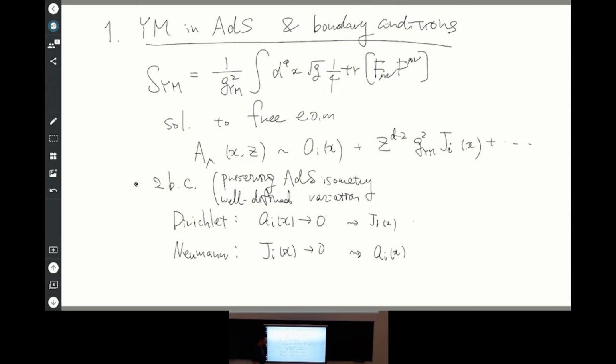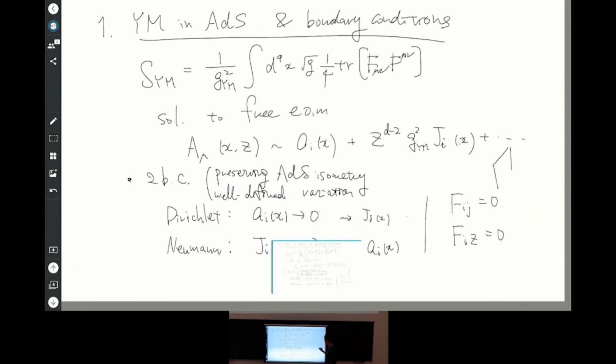A little bit more: as Sylvie pointed out, this is in the gauge where A sub z is 0, but a slightly different way of phrasing it is that the Dirichlet boundary condition corresponds to setting F_ij equals 0, where F is the field strength, whereas the Neumann boundary condition corresponds to setting F_iz equals 0. Here i and j are the directions along the boundary, whereas z is the radial coordinate.